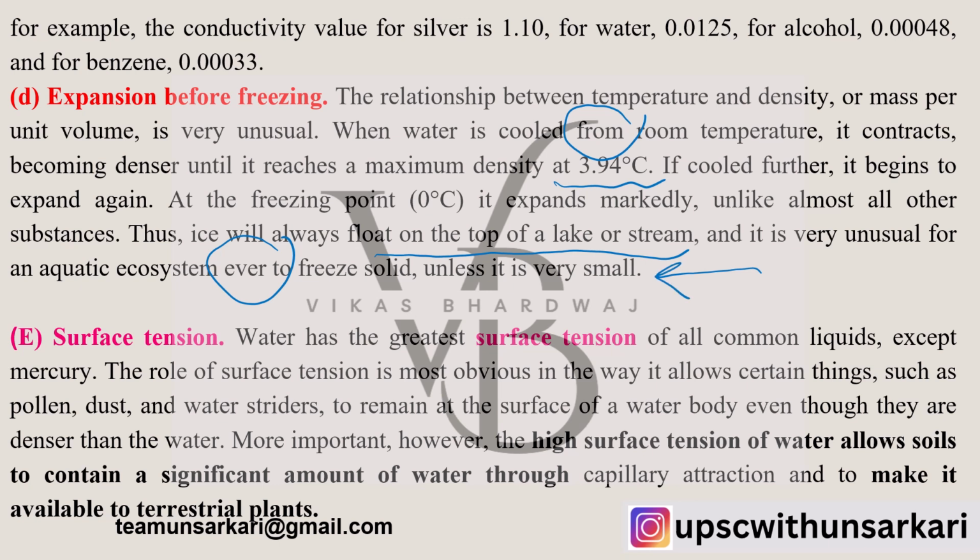Another feature is surface tension. Water has the greatest surface tension among all liquids, except mercury. Why? Because the role of surface tension is so important. It allows certain things such as pollen, dust, and water striders to remain at the surface of a water body, even though they are denser than the water, and they do not drown inside the water.